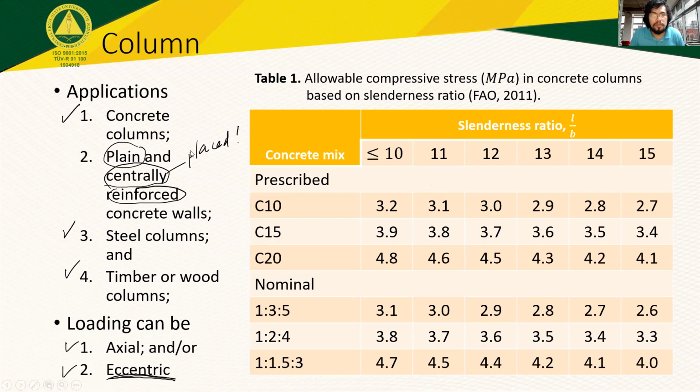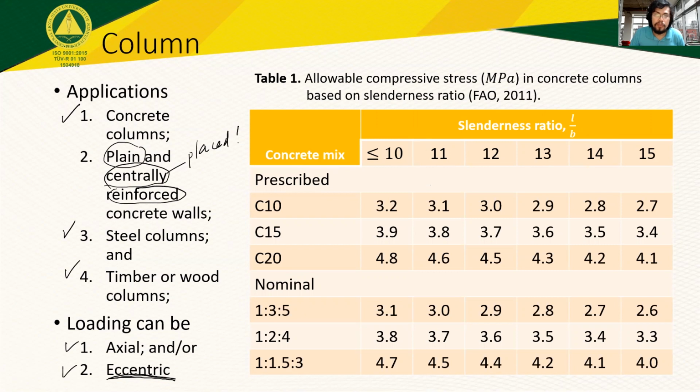So let's proceed with table 1, which is the allowable compressive stress in concrete columns, based on the slenderness ratio. Again, this is taken from the FAO 2011 reference, as will be seen later. We have the concrete mix in this column, and over here, different slenderness ratios. Take note of the slenderness ratio here. It's not L over r. Instead, there's an arbitrary ratio used called L over b.